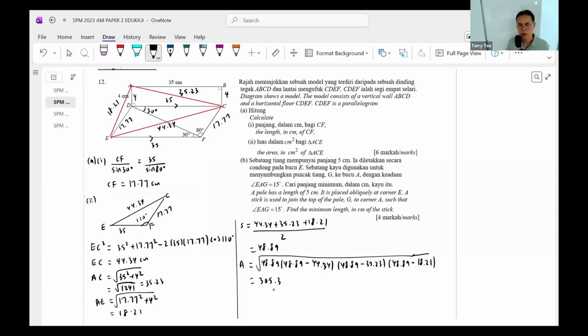305.3. Now, do I need more decimal points? I think not necessary. You can give more, but this is 3 SF, 4 SF, I think it's good enough. Okay, now, first part, we're done.